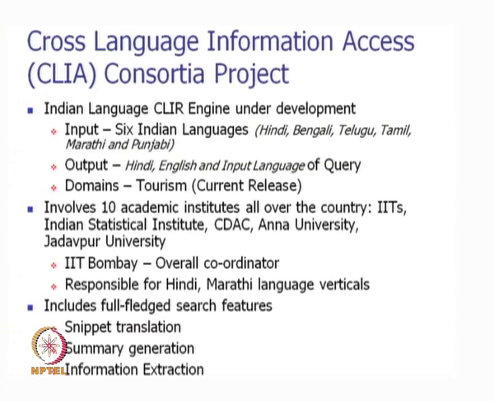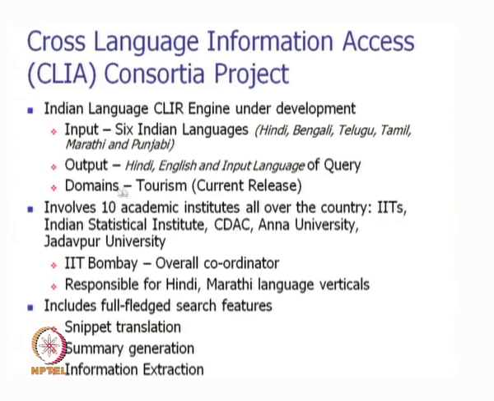Now, the cross-lingual information access project is being done in a consortium mode across the country. This is under development. The input could be a query in any of these 6 Indian languages, namely Hindi, Bengali, Telugu, Tamil, Marathi and Punjabi. The output is in Hindi or English or the input language of the query. That means 3 kinds of outputs are possible, either in the language of the query or in Hindi or in English. The domains have been released, the domain in which this task is to be implemented, that domain is tourism.